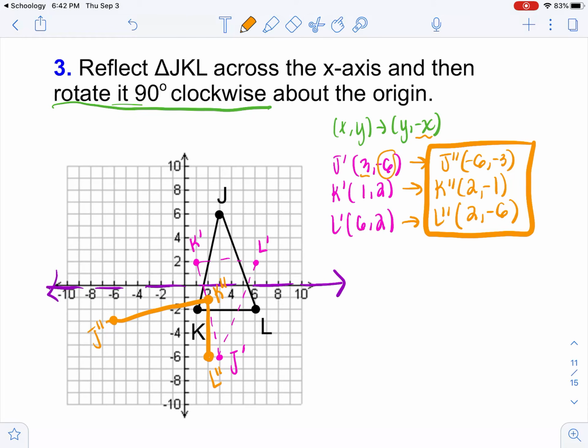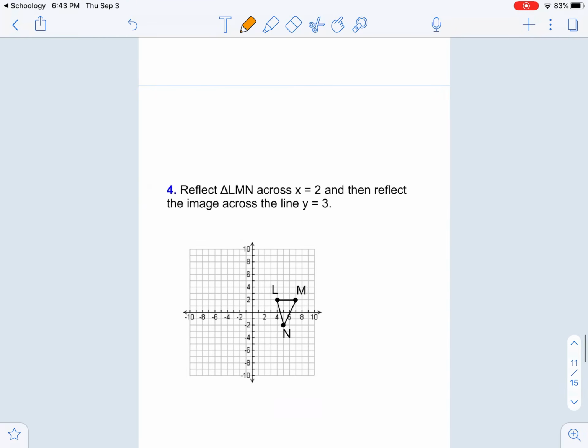But like I was saying before, notice I wait to connect my points and label my points until I know where the triangle falls, because I just don't like writing my points on the inside of my figure. Okay.